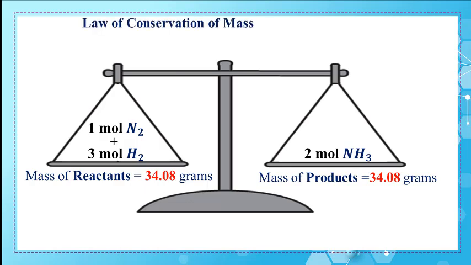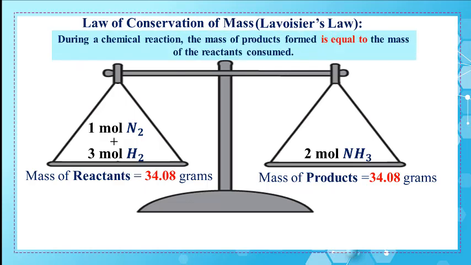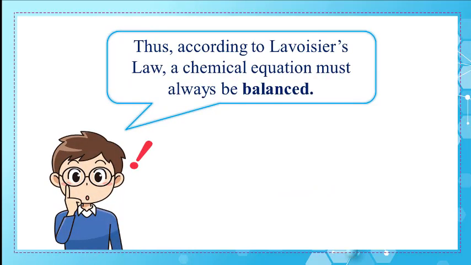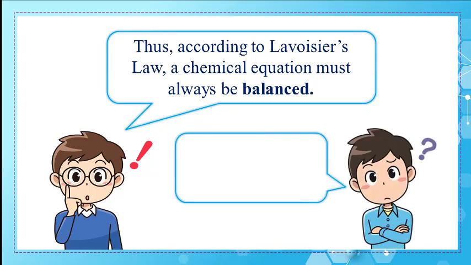This is the law of conservation of matter, which is called Lavoisier's law, which states that during a chemical reaction, the mass of the products formed is equal to the mass of the reactants consumed. Note that modern physics has demonstrated heat evolution in a chemical reaction always occurs with a small mass loss. A very small quantity of matter is transformed into energy. Therefore, according to Lavoisier's law, a chemical equation must be always balanced.